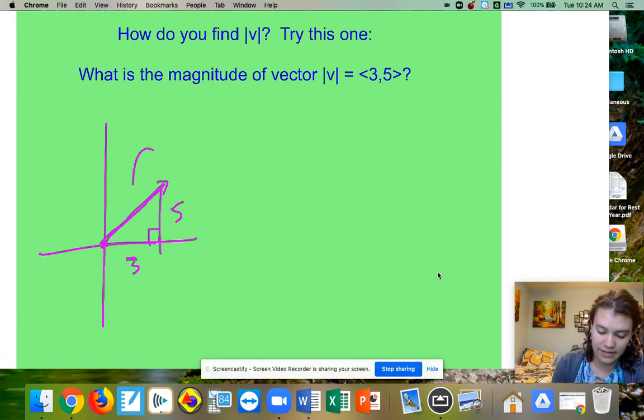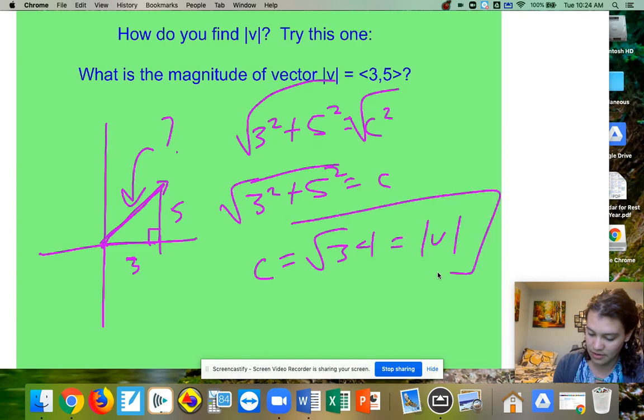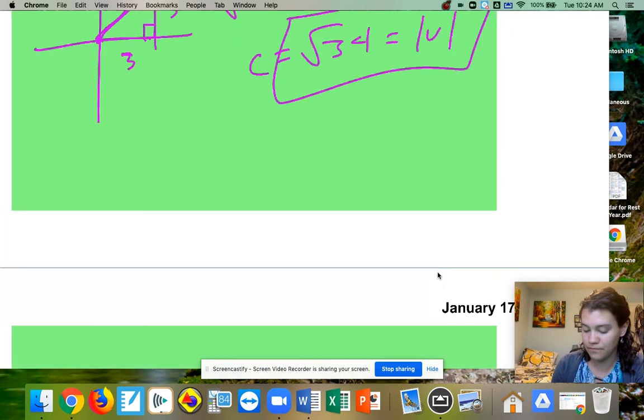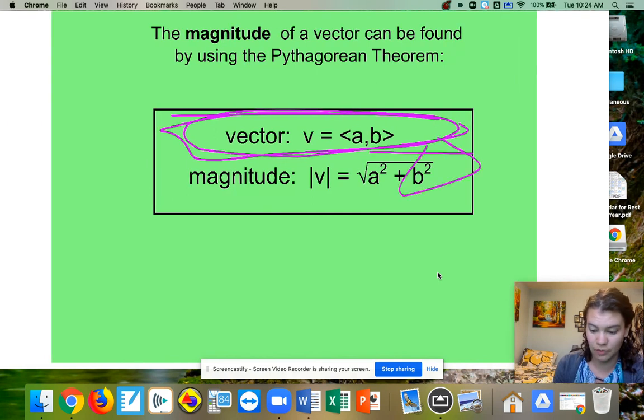So we get this, which then gives you a nice right triangle. So we can find this length here by doing the Pythagorean theorem. So 3 squared plus 5 squared has to equal c squared. Take the square root of both sides, and you get the square root of 3 squared plus 5 squared equals c, which then will give you square root of 34. So the magnitude is the square root of 34. So that's where the formula comes from, the Pythagorean theorem. So if this is your vector, this is your formula to find your magnitude. If you forget, you can just do the Pythagorean theorem and it will work out.